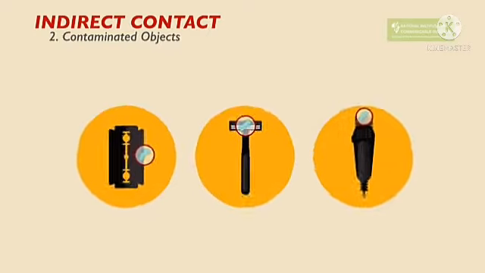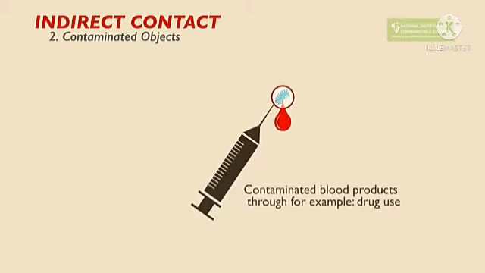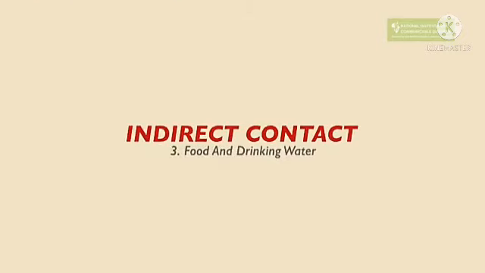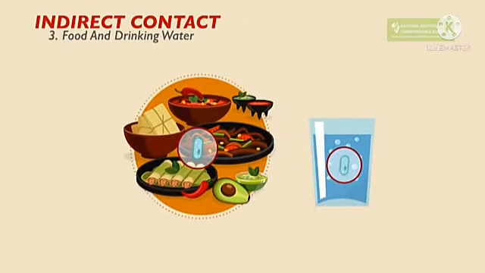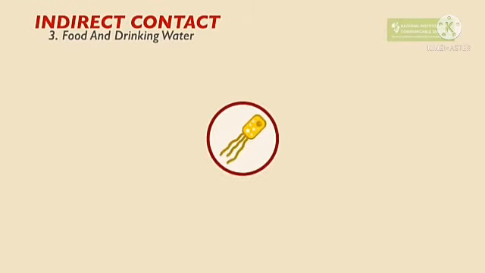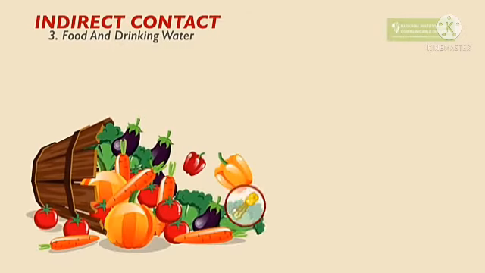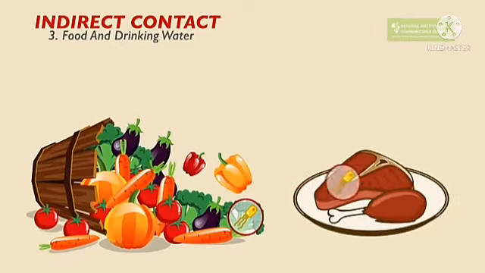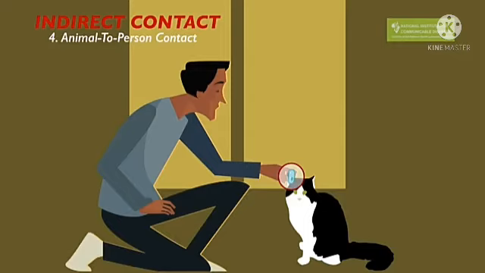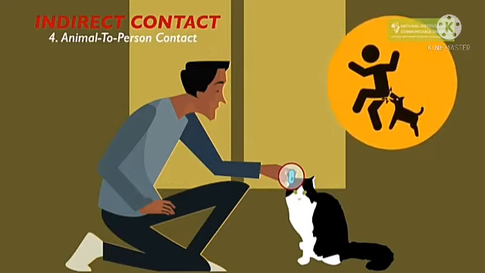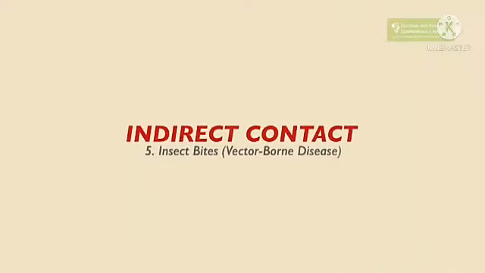Sharp objects like blades, clippers, syringes can also infect persons indirectly. Then, food and drinking water can also be forms through which diseases are transferred indirectly. Then, animal contact, touching an infected animal, are other ways through which diseases can also be spread from one person to another.